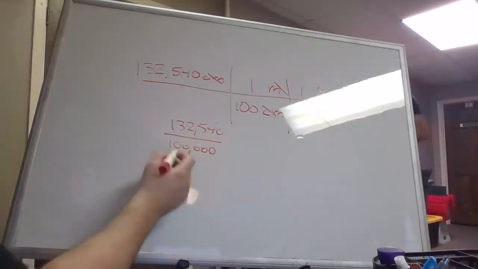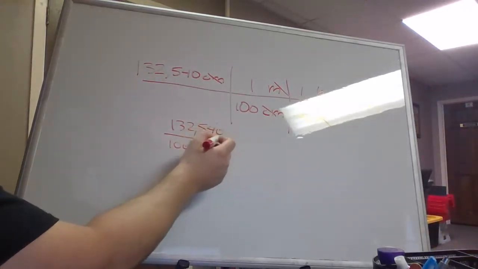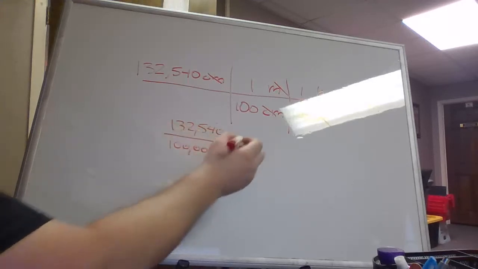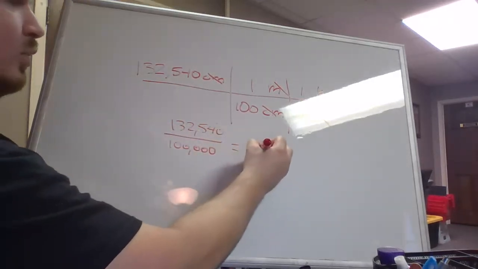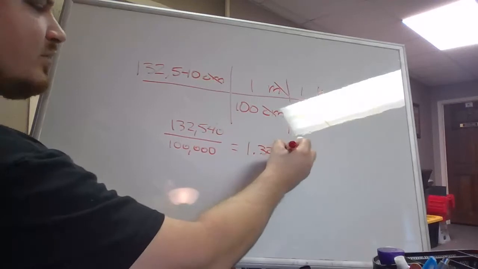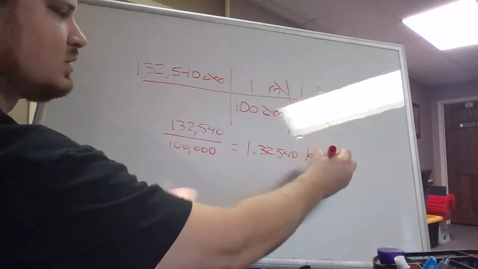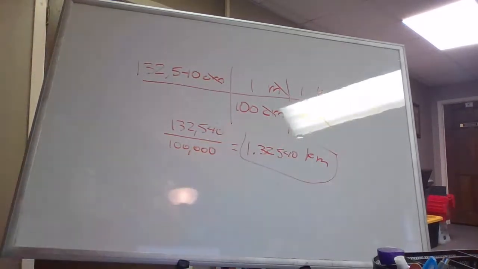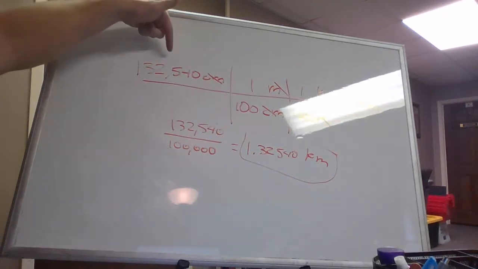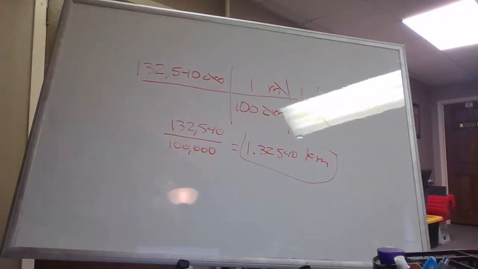And so what's going to happen when we do this? We're going to end up with 1.32540 kilometers. That's our final answer. So that's how we can turn this from centimeters into kilometers. Okay.